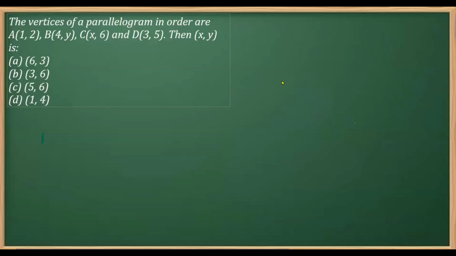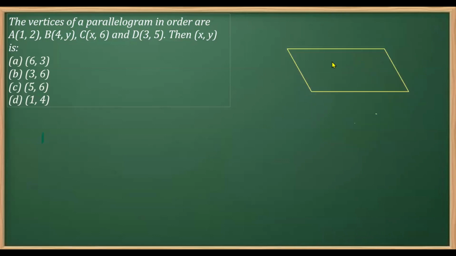In this question from the chapter coordinate geometry, the vertices of a parallelogram, when taken in order, are given as this. Then we have to find xy. Here x and y are two different values, but we have to write them as an ordered pair. That's what they mean by xy. It's not the coordinate of any point. So let's begin by making the diagram first.